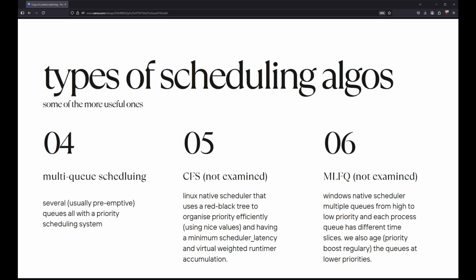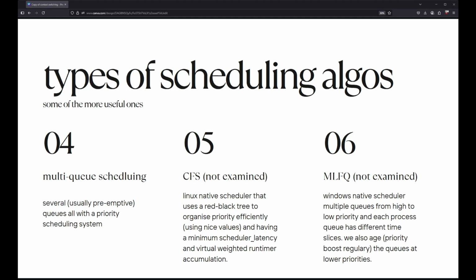A virtual weighted runtime accumulation system is also there as well. And what we mean by this is that obviously you'll have the physical runtime of your process, but in order to manage your processes and find a sort of quotient to help differentiate between processes is CPU usage time. So we can essentially ensure that each process gets a proportional amount of CPU usage.